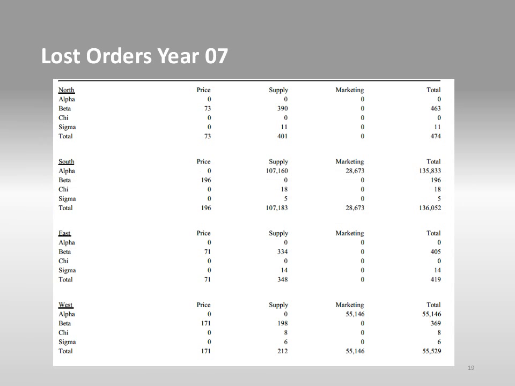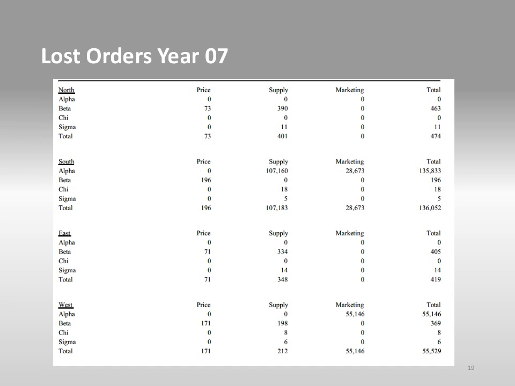Here's an example of a lost order report that you'll receive every year. Let's look at, for example, the North team and the beta product. As you can see here, the North team price was too high, and so they lost 73 orders, and they lost 390 orders under supply because they simply didn't have the capacity. Now, going down to the East team, we see that the East team, as far as their Sigma product is concerned, lost 14 contracts because they didn't have enough contractors.